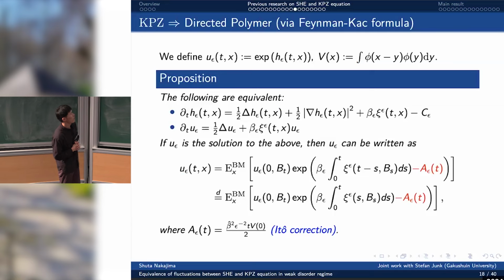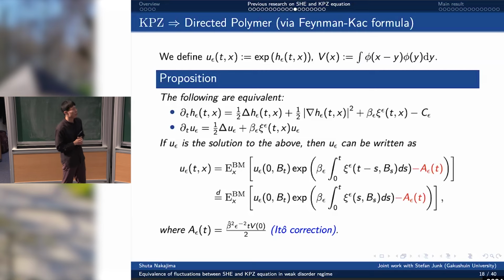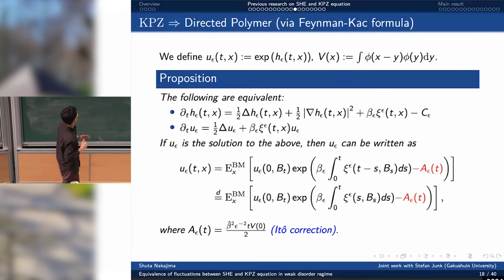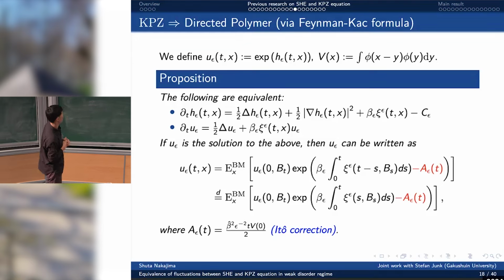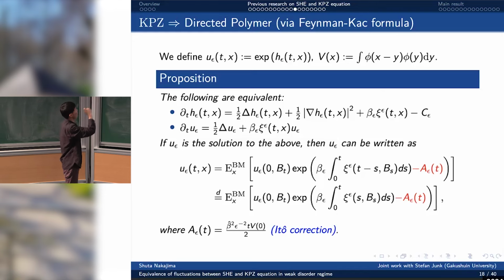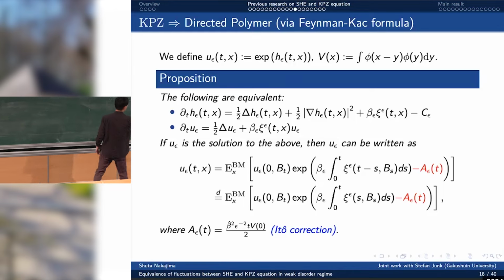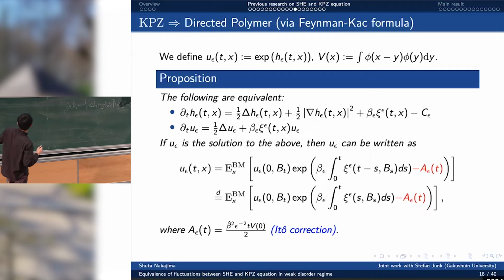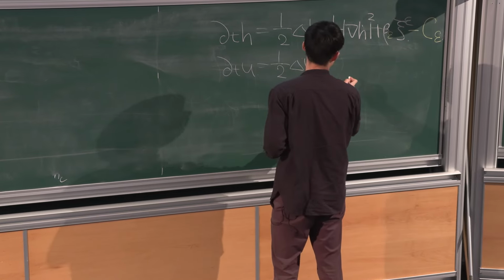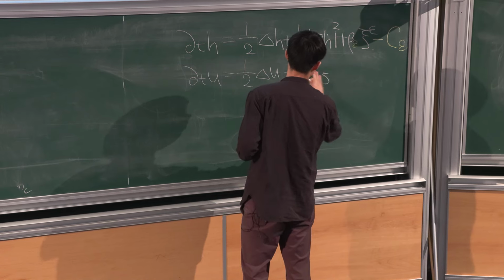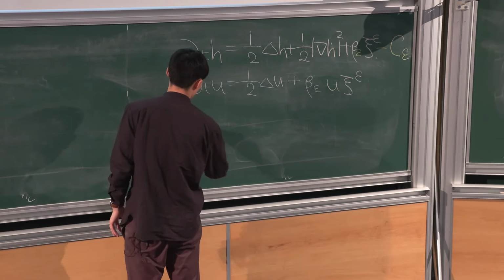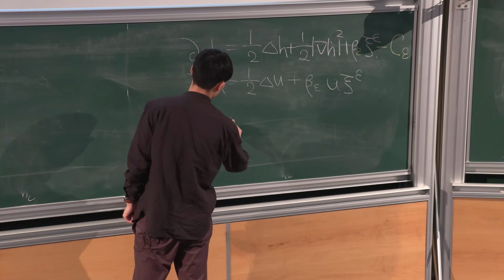This is not related to our main results, so let me skip it. Before going into the 3 and higher dimensional case, I want to explain a relationship between the KPZ equation and directed polymers. First we take U epsilon like this. This is called the Hopf-Cole transformation. Then the following equations are equivalent. The first one is just the KPZ equation with some parameters beta epsilon and C epsilon. The second one is called the stochastic heat equation: del t u is the Laplacian of u over 2, plus beta epsilon u times xi epsilon. So they are equivalent under the relation u equals e to the h.